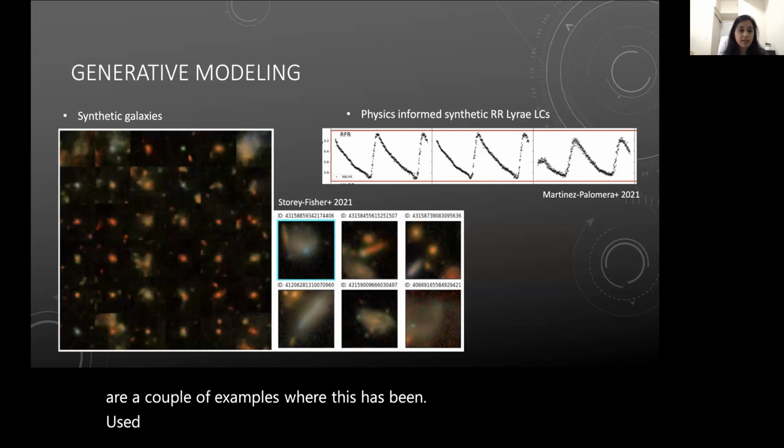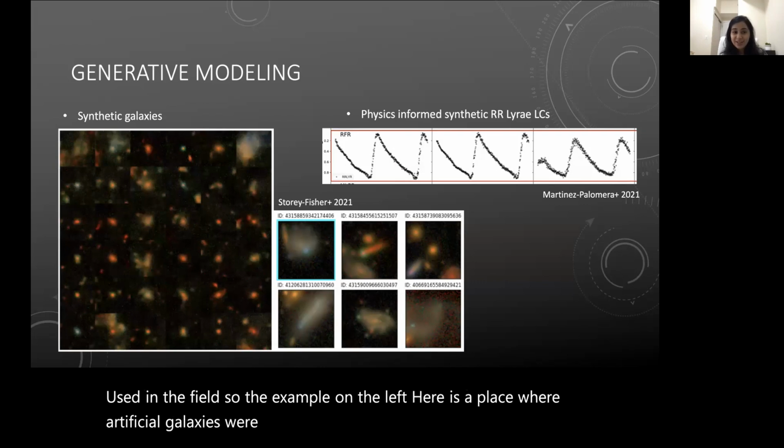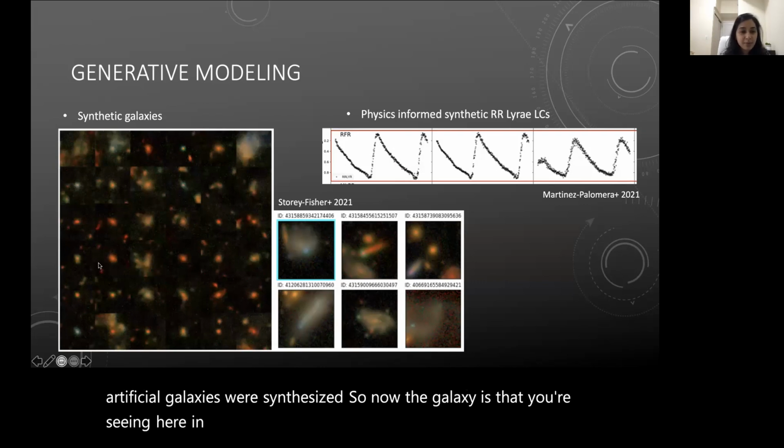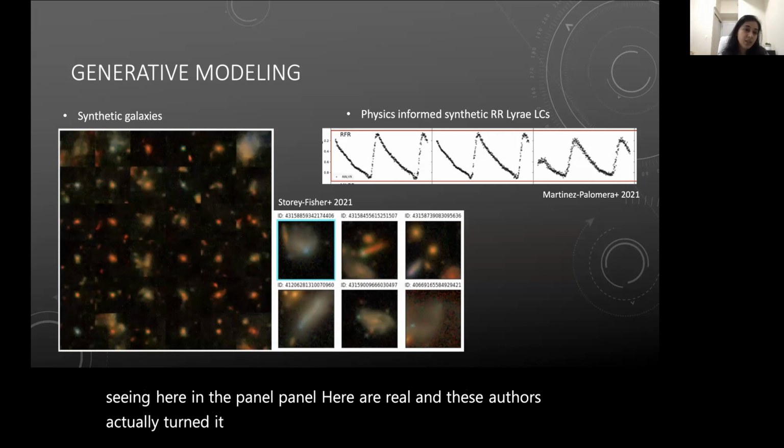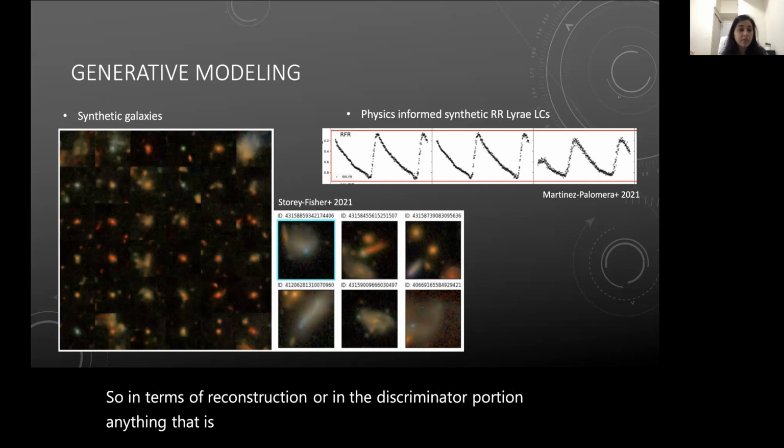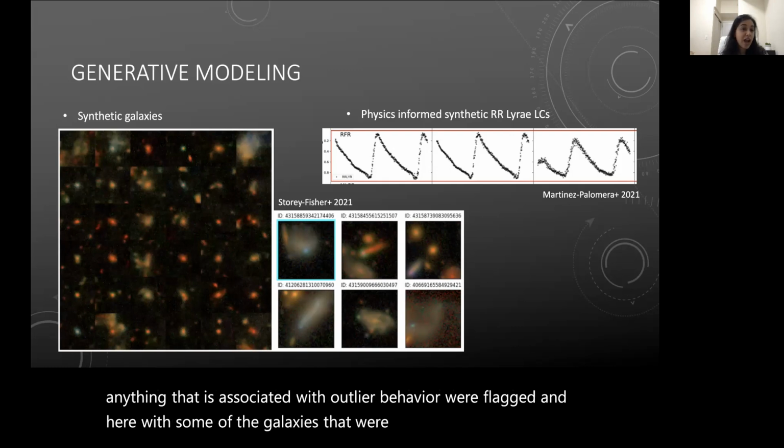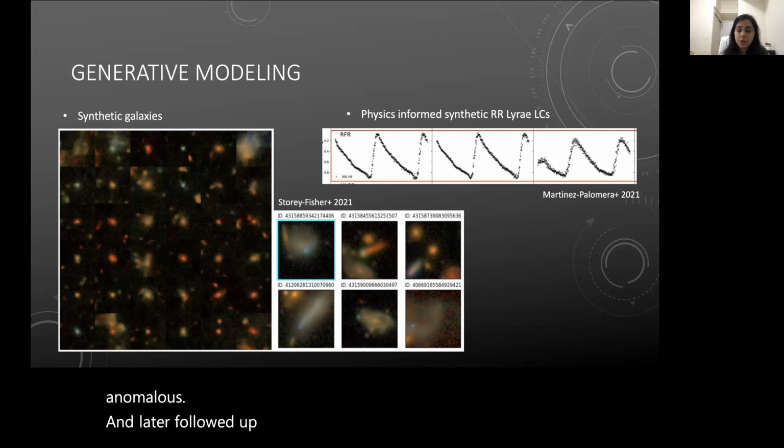The example on the left here is a place where artificial galaxies were synthesized. None of the galaxies you're seeing in the panel here are real. These authors actually turned it around to find if there were any anomalous galaxies. In terms of reconstruction, or in the discriminator portion, anything associated with outlier behavior was flagged. Here were some of the galaxies that were flagged as anomalous and later followed up. So that's a dual benefit of doing that.